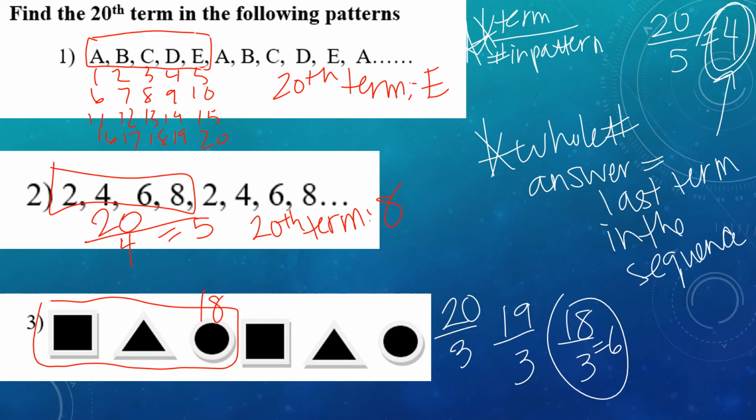So then I'm going to count upwards. So in that case, my square would be 19 and my triangle would be 20. So the 20th term here is the triangle. And that's how we figure it out when we do not have a nice number there.